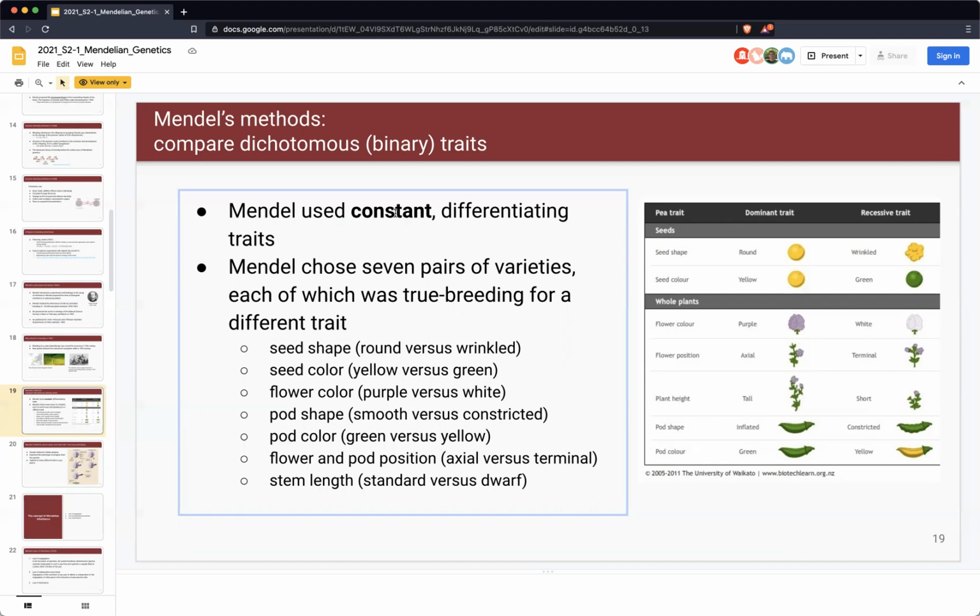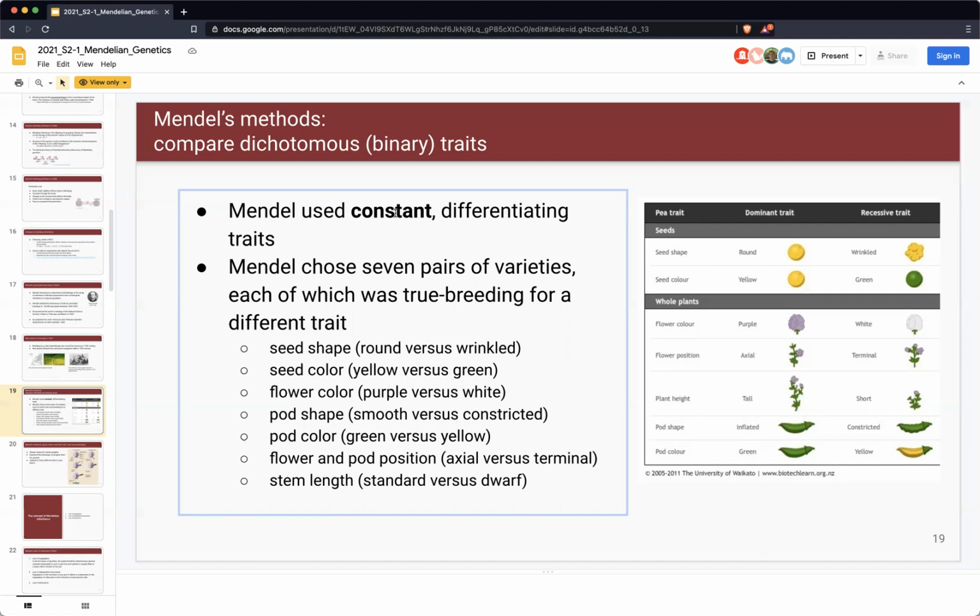There is quite a high level of variation, but the traits Mendel chose in his experiment are constantly, distinctly different between individuals. That's why he could refine his idea into the genetics experiment, right? And also, Mendel chose seven different traits for his experiment, right?